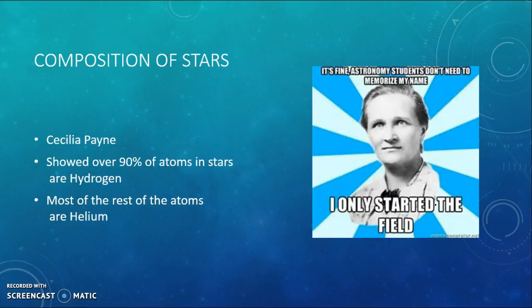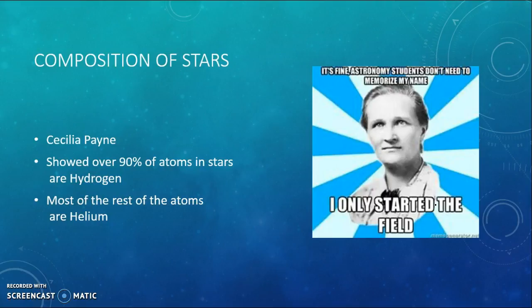So what does that mean in English? Well, that means that she was able to show that over 90% of the atoms in stars are hydrogen. And then she also showed that most of the rest of the atoms, the other 10%, about 9.5%, 9.9%, are helium atoms. The heavier atoms, calcium, sodium, and iron, seem to be the most abundant ones because they're better at absorbing photons at high temperatures in the stars.